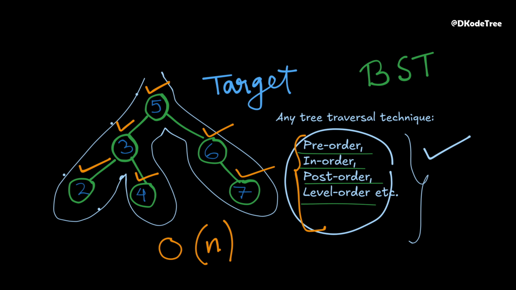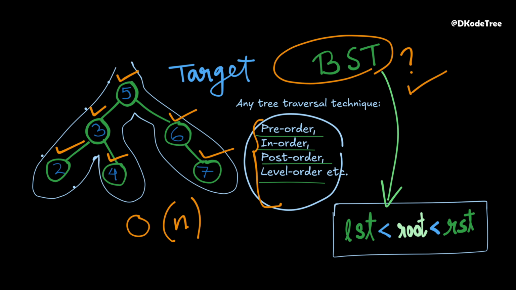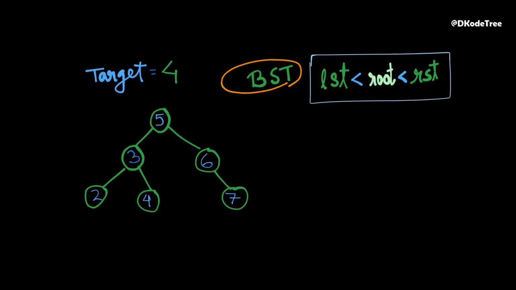Now the question is, since the input is a BST and not a simple binary tree, can we do any better by leveraging its BST property? And it turns out yes, we can. Thanks to this BST property, we can complete the search for our target node even without needing to visit every node in the tree. So suppose we are given a BST with root node 5 as input and we have to find the target 4 in the BST.